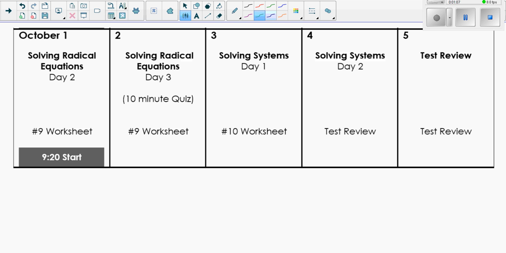I have on the calendar that there's a 10-minute quiz on this day. It's not going to be tomorrow. It's not going to be on Tuesday. It's probably going to be on Thursday, but I will let you know for sure on Wednesday. It's going to be short. It'll be like 2 questions.